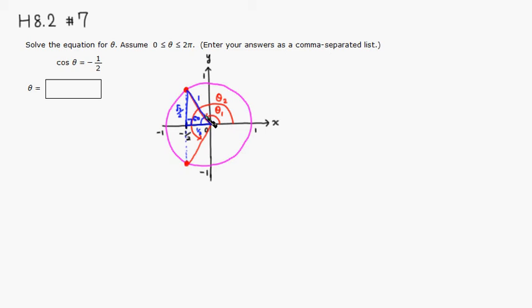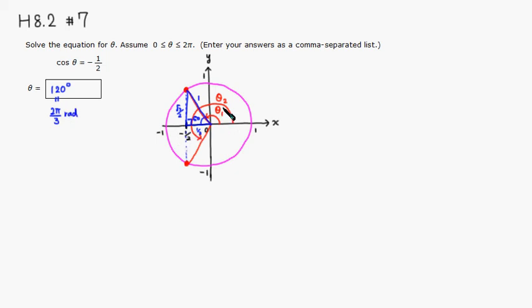All the way going from here to there is 180, and you have to subtract 60, so that's going to be 120 there. So theta 1 is going to be 120 degrees. Or, I guess we should probably answer in radians. So 120 is the same as 2 pi over 3, because pi over 3 is 60. So this is in radians.